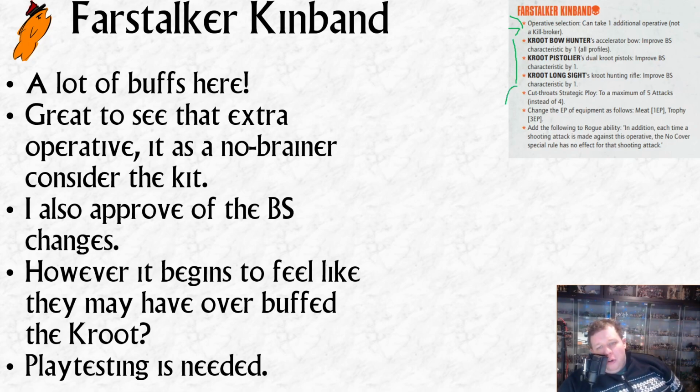And then we've got even more buffs here. The Cutthroat's strategic ploy gets you a maximum of 5 attacks instead of 4, which is good. Meat's gone down to 1 EP, so you potentially go for 10 meat, which I think is quite good. Trophy's gone down to 3 from 4, so you go 3 trophies and a meat as well, which I think is pretty good.